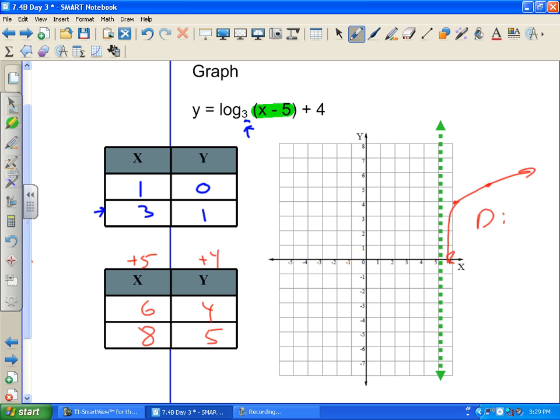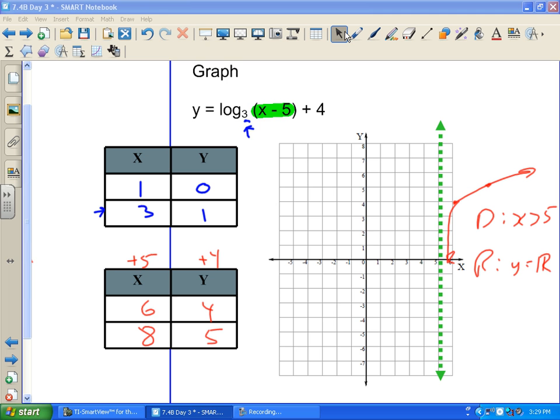And play doctor. We don't have any restriction on our range. That's all real numbers. Our domain is now restricted. X must be greater than 5. Okay? X must be greater than 5. That's it for graphing. You guys got a checkpoint coming up here.